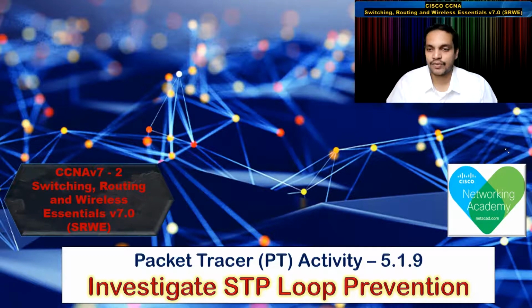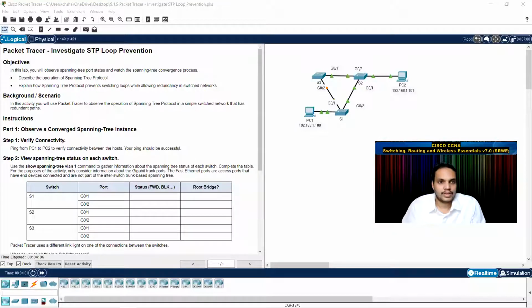The Packet Tracer activity is 5.1.9. Please download that and we'll start working on it. This is the topology that we got for this activity. The activity itself says to investigate STP loop prevention. We have two objectives: describe the operation of Spanning Tree Protocol, and explain how STP prevents switching loops while allowing redundancy in switching networks. There are three switches here, and there are two PCs which are connected.